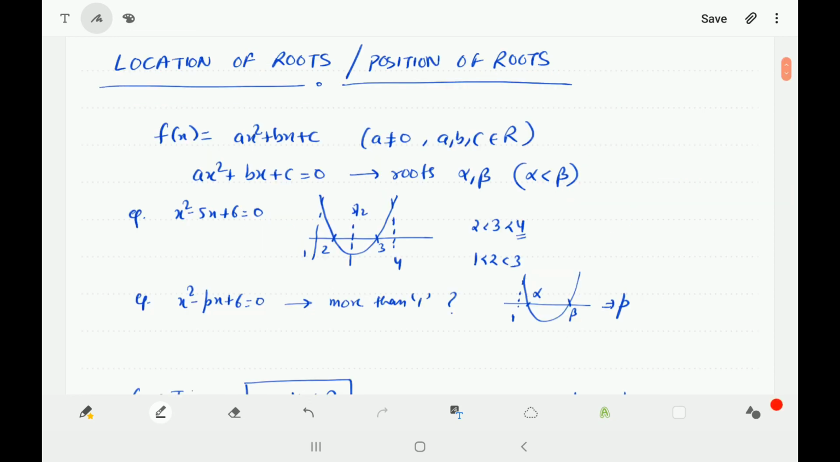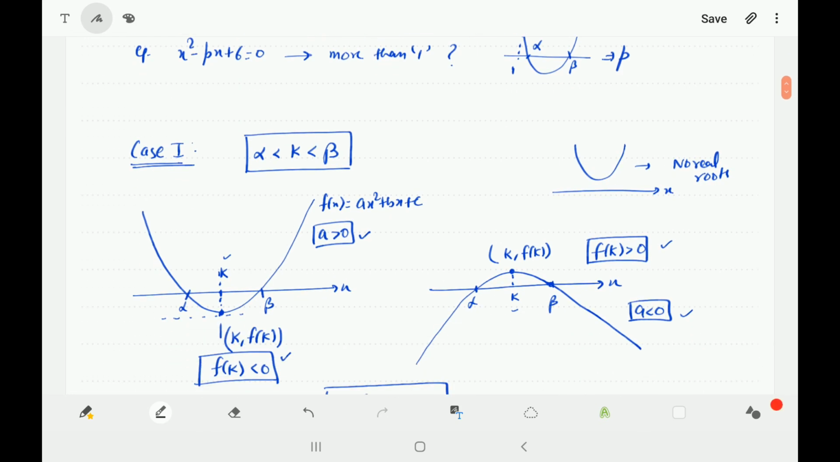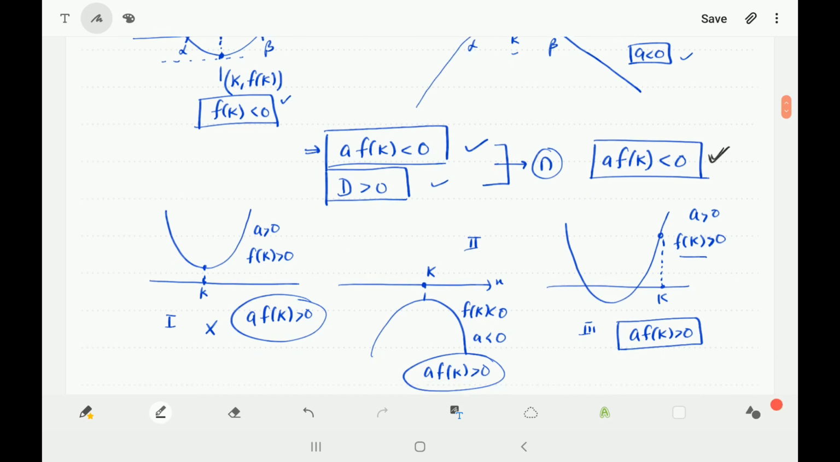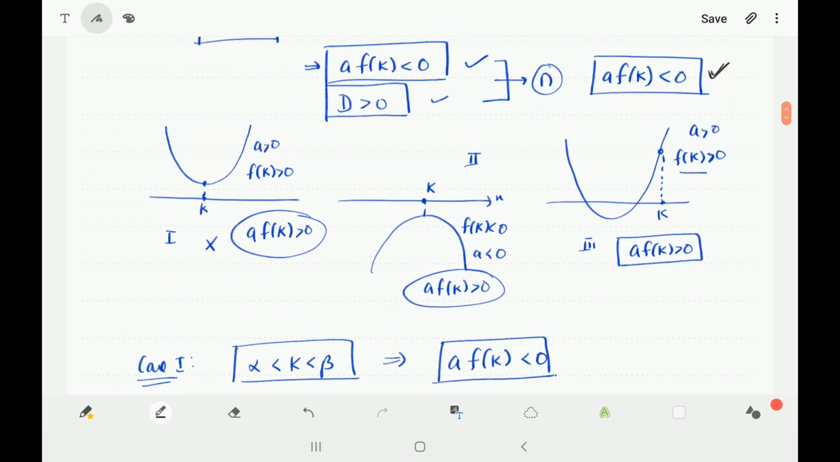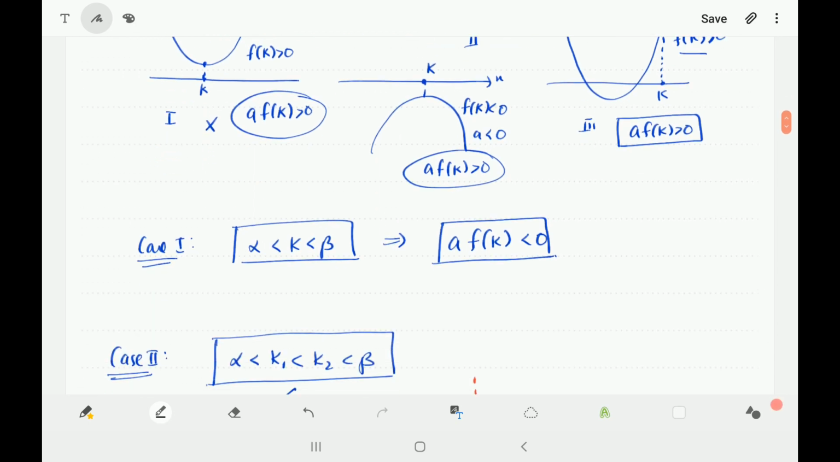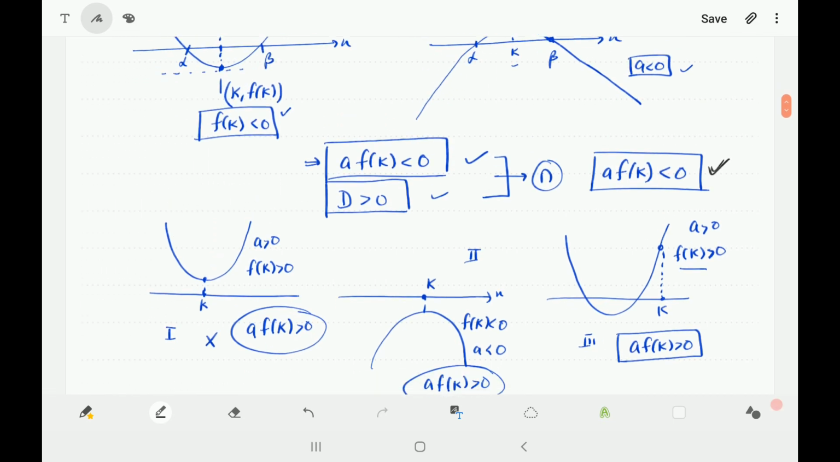Let's briefly revise this lecture. Location of roots. Case 1 was that there is a number k which lies between alpha and beta. The condition was a into f of k is less than 0, and this is a necessary and sufficient condition. We need not check whether D is greater than 0 or not, because only when a into f of k is less than 0 does k lie between both the roots.